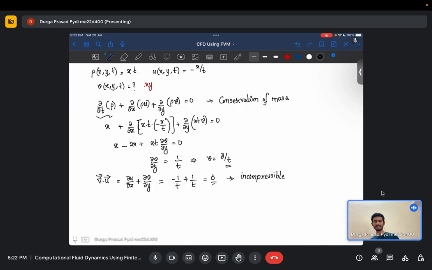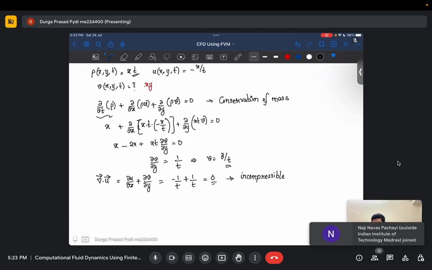So what do you think is happening here? Your rho, as you're seeing it, is both a function of space and time, but then the divergence of your velocity field is coming out to be 0. So do you think the flow is incompressible or not? Any comments? Did we miss anything? Did we do something wrong?